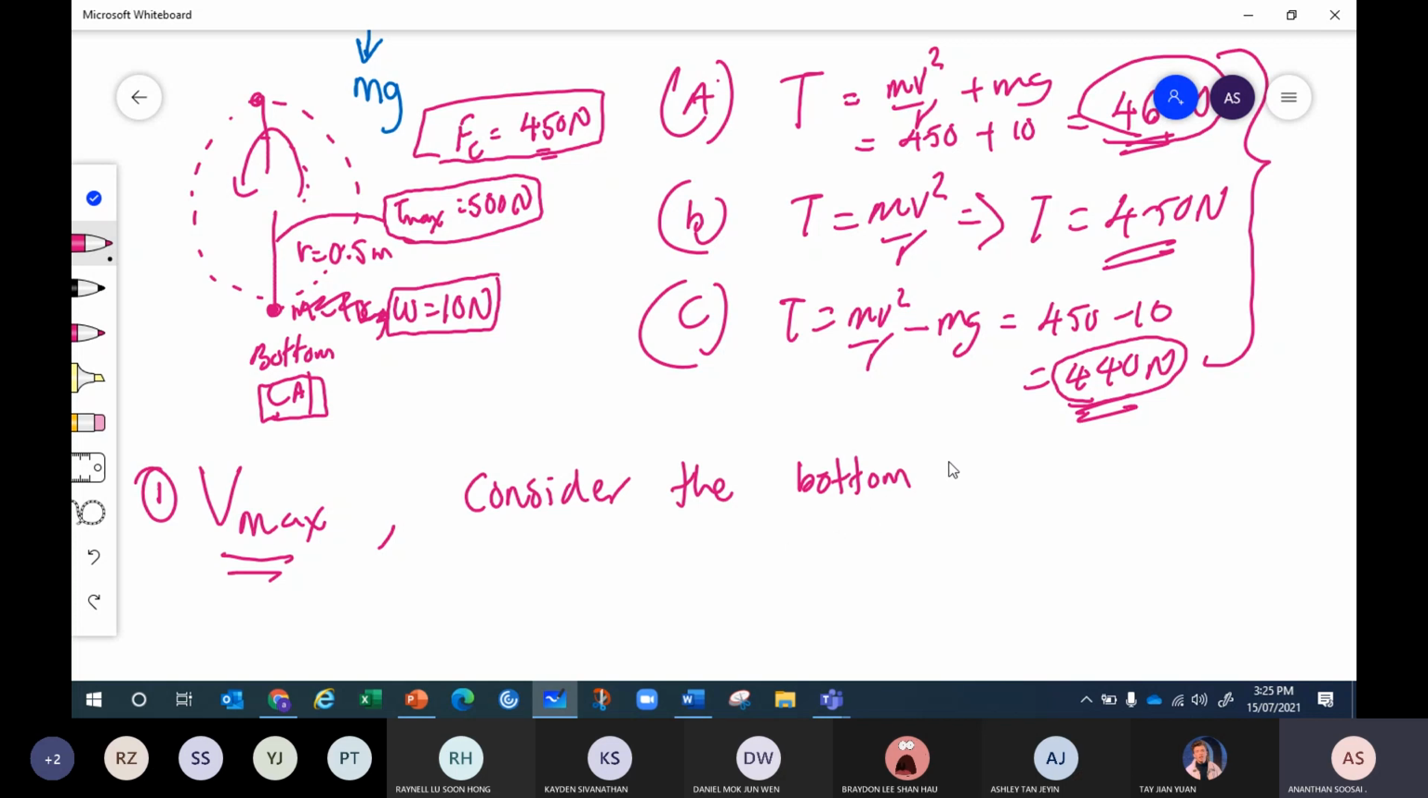Consider the bottom, which in this case is A. So we get the equation for A. At A, what is the equation for tension? From the top, tension acting up, so tension minus mg equals mv squared over r. Okay, so this is the equation.